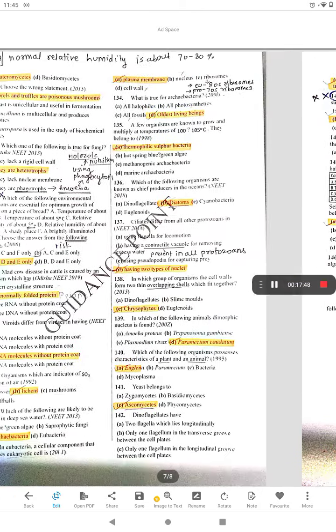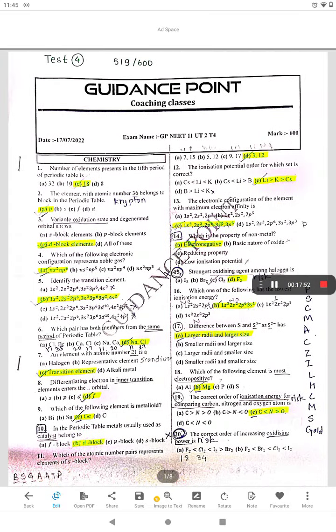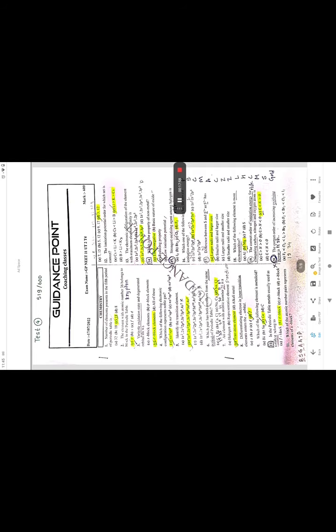Then in this test was the highest of the marks. It's like 600 out of... I mean, regular tests are of about 400 marks. So this test I had scored 519 out of 600.